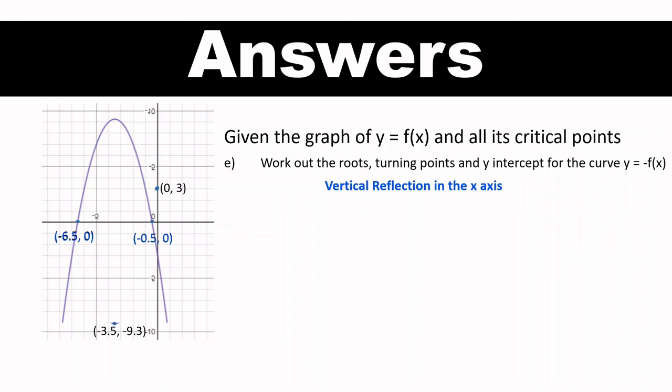My 2 roots will not change because they were on the x-axis. My minimum point, however, will become a maximum point, and my y-intercept reflects into the x-axis down to the point 0, negative 3.